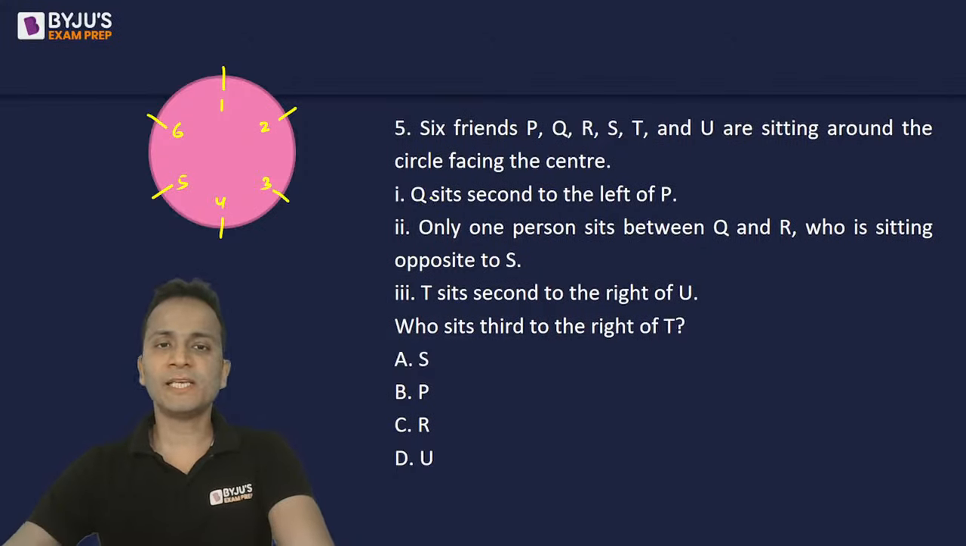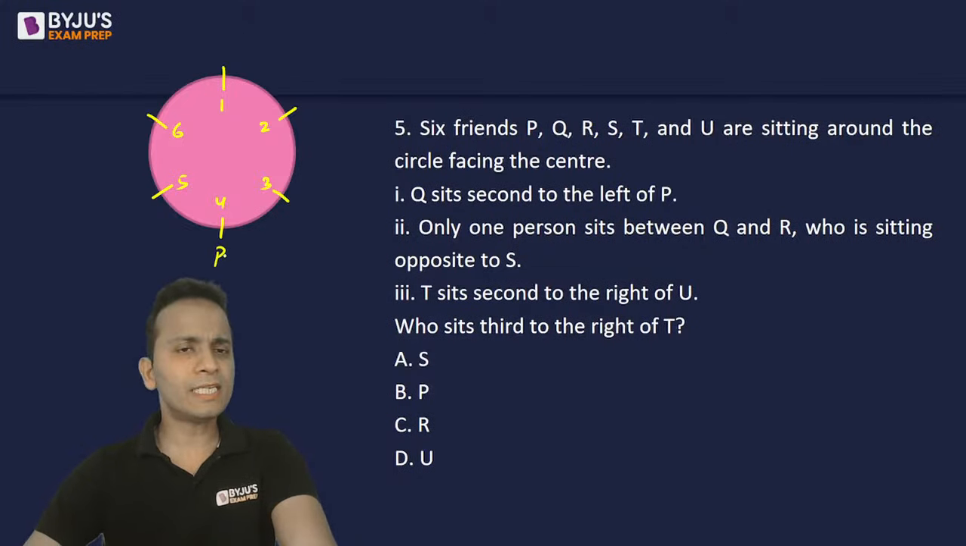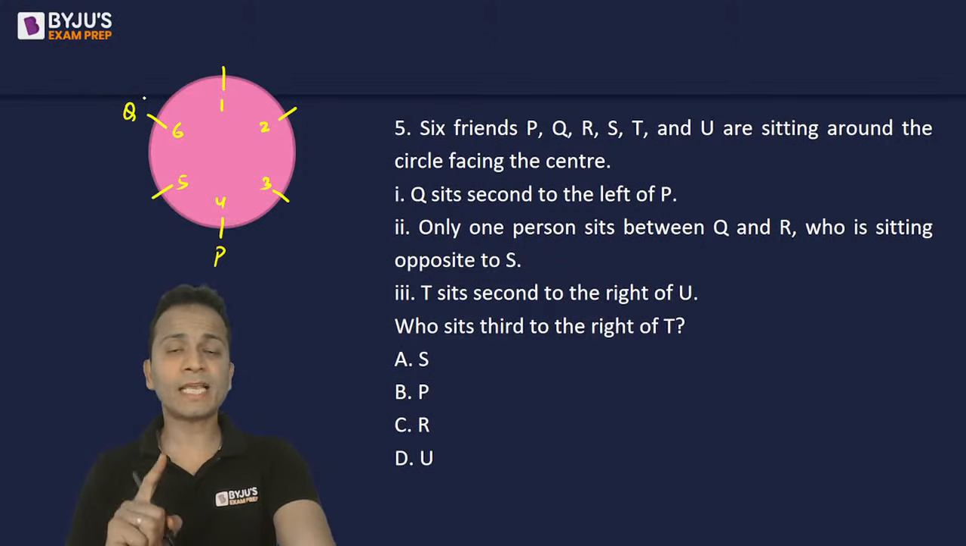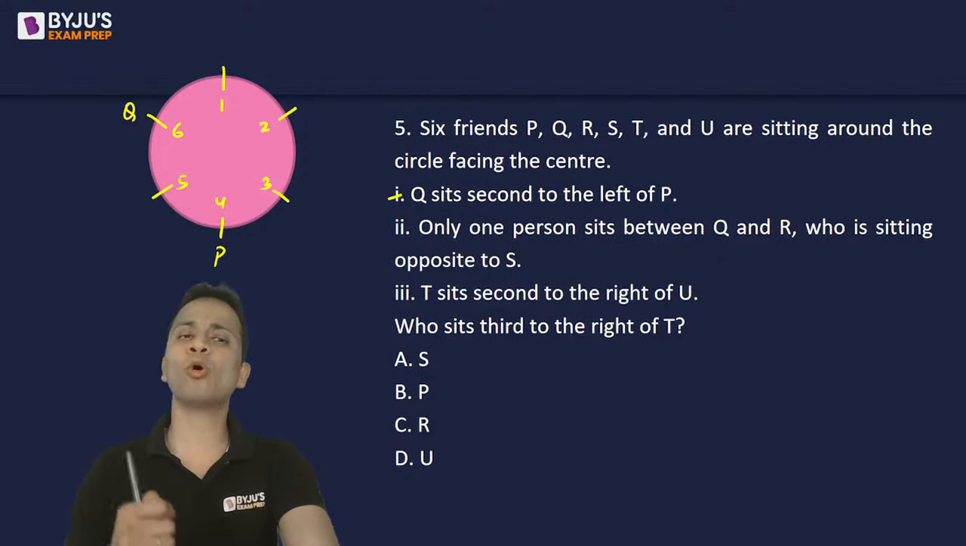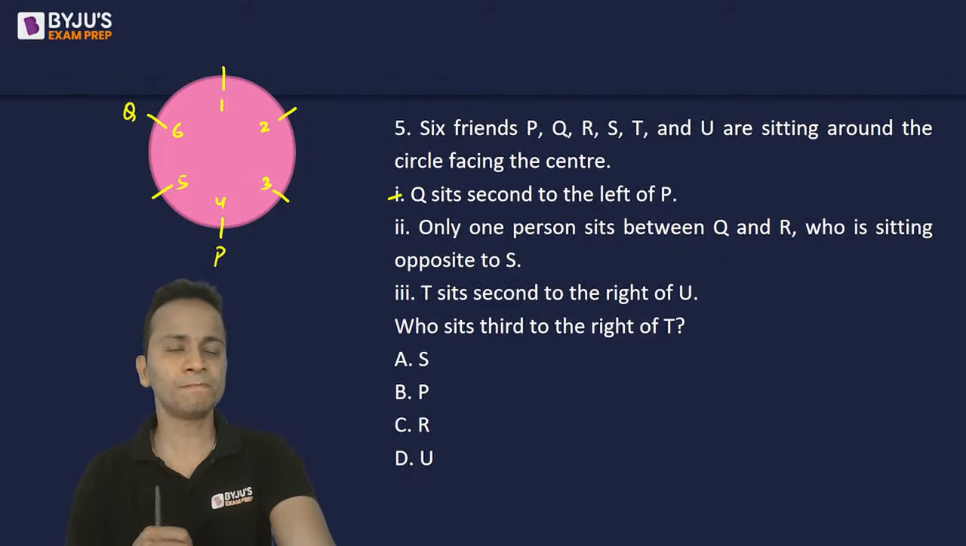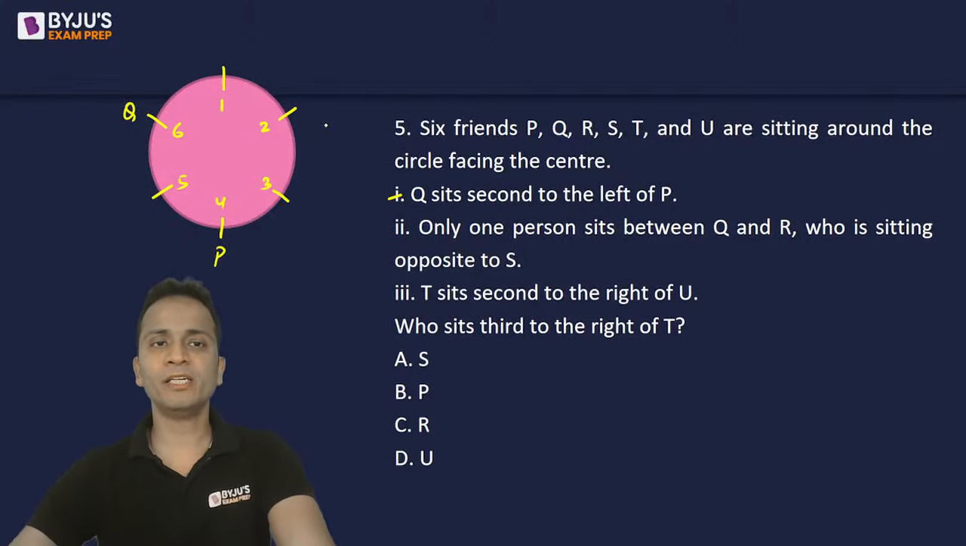Now, the first condition says that Q sits second to the left of P. So if I make P sit at chair number 4, then Q will be sitting at chair number 6, second to the left of P. All right. So that was the first statement. Second statement. Only one person sits between Q and R. So between Q and R, there is one person. Now Q is already sitting at chair number 6. R can sit at chair number 4 or chair number 2. There can be two possibilities. But chair number 4 is already occupied. So R has to sit at chair number 2.